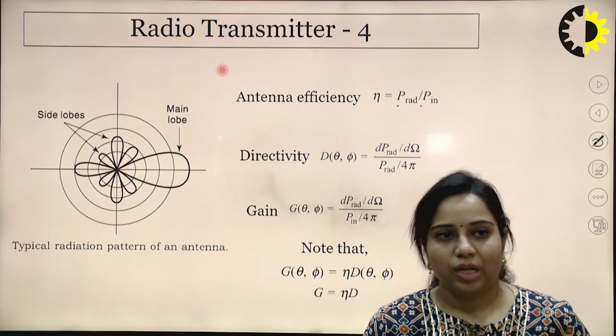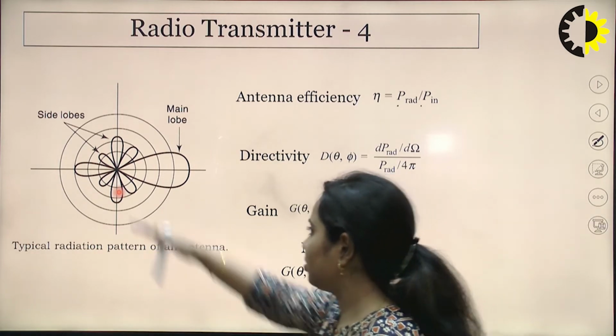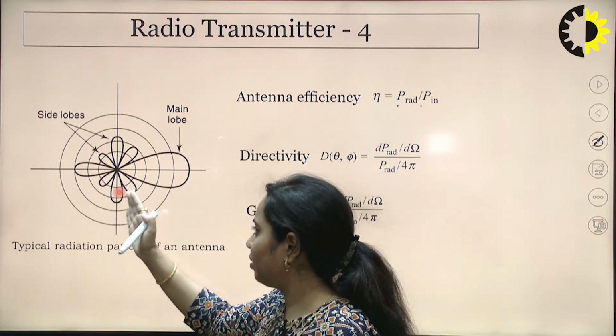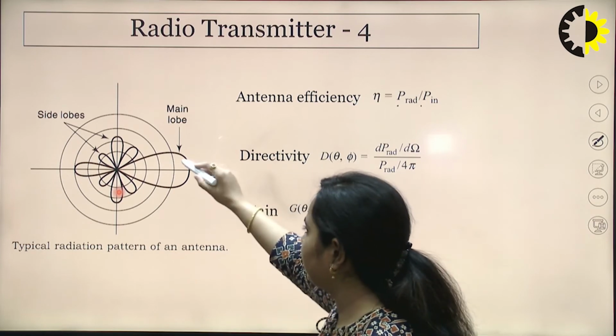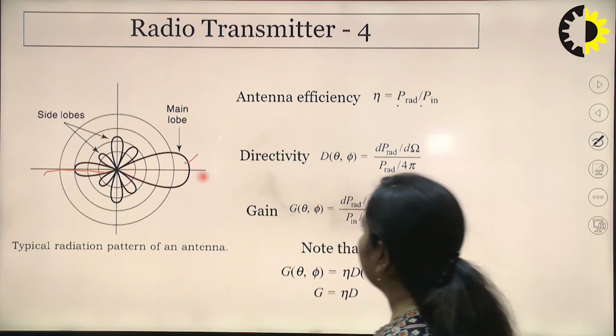Next one is the fourth type of radio transmitter. I have told you that two types of antennas are used. This is the radiation pattern of a directive antenna, where this will be the main lobe, this will be the minor lobe, and these are the side lobes.